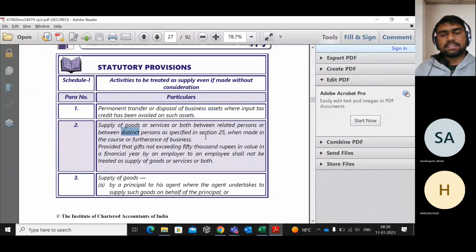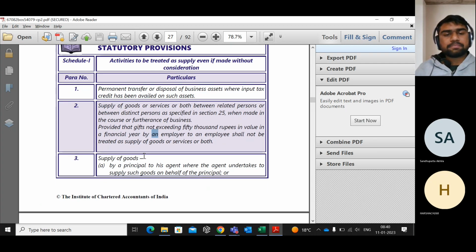Distinct persons, as specified in section 25, when made in the course or furtherance of business. That means only for the purpose of business they need to pay GST, provided that gifts not exceeding 50,000 rupees in value in a financial year by an employer to an employee shall not be treated as supply of goods or services or both. Why this point is relevant while explaining schedule 3, that is, this is schedule 1. When we step into schedule 3, you will get a clear idea about this.